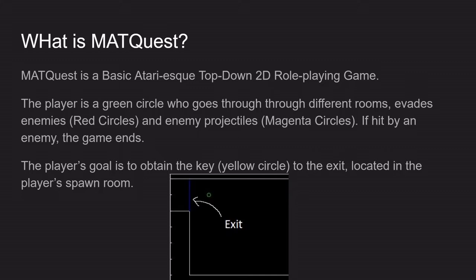The point of the game is to evade the enemies and the projectiles they throw out, and to not get hit. If you get hit, then the game will automatically end. You also want to collect the key at the last room and be able to go back to the spawn with it, which will open up a door.